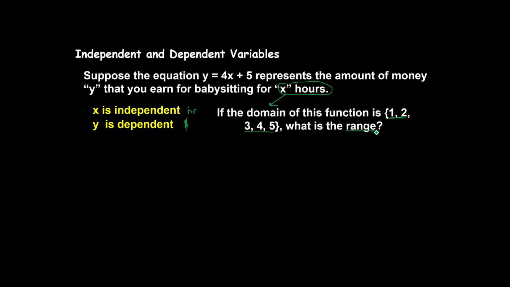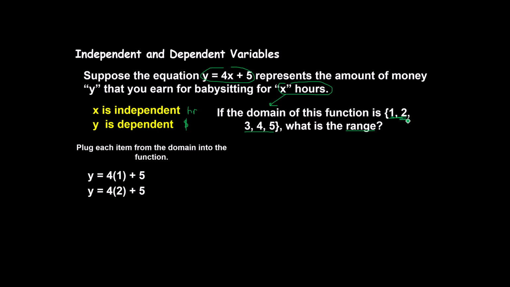Remember, the range stands for y, or f of x, or the output, or in this case, the amount of money. So this question is really saying, for this number of hours, 1, 2, 3, 4, or 5, what's the amount of money that I could earn? All I'm going to do is take my rule, which is given to me right here, and I'm going to stick in each of these values. I'm going to stick in a 1. I'm going to stick in a 2. I'm going to stick in a 3. I'm going to stick in a 4. And I'm going to stick in a 5.